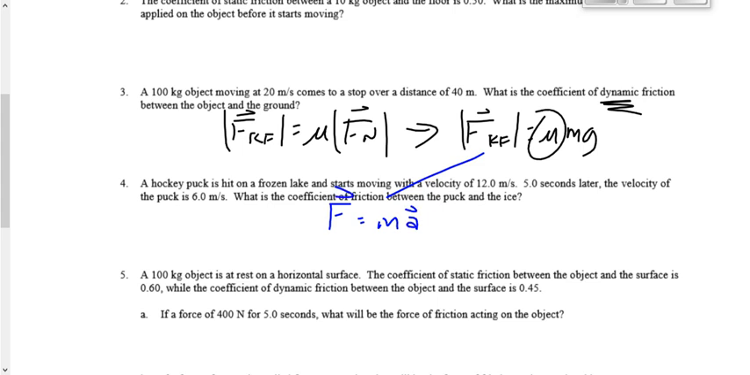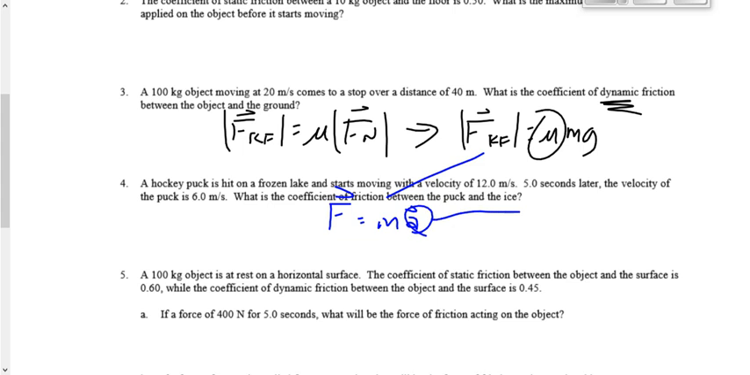Now, how can we say that these two forces are the same forces? Well, look, F equals ma is the net force, the unbalanced force. There's only one force acting on it. It's friction. So that net force is due to only one force, friction. Therefore, that net force is the force of friction. So let's get that. Oh, but I don't know what a is. So let's find a now.